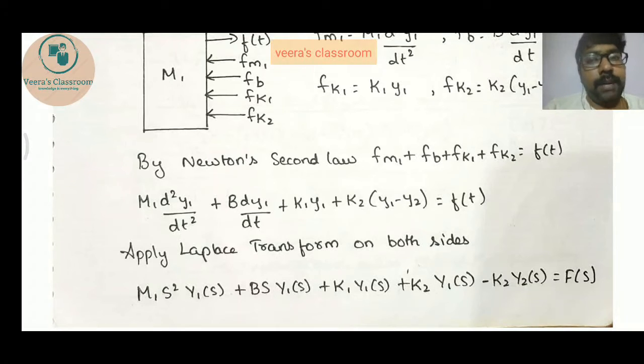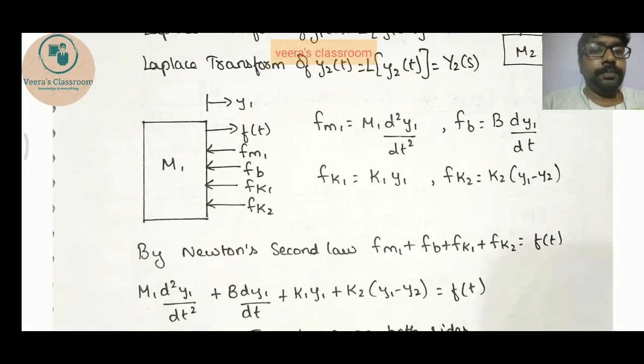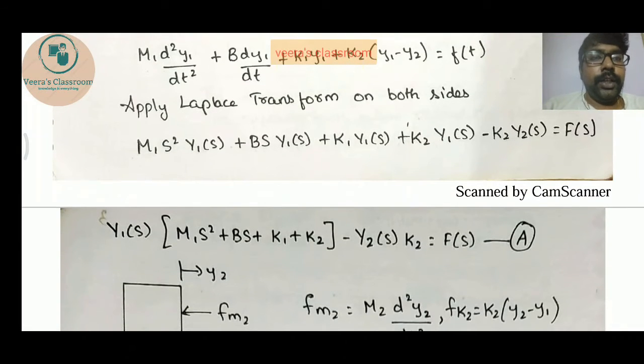So we have done the Laplace transform, and you have to remember our objective is to find the value of capital Y2 of s by F of s. So here what I will do is, I will take all those common terms of Y1 of s and common terms of Y2 of s, and I will form an equation and I will mark it as equation number A. That's what we have done, and we will move on to the second object.